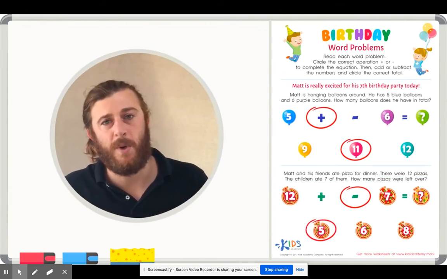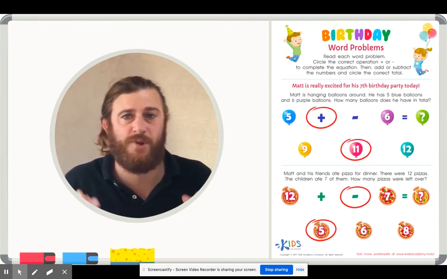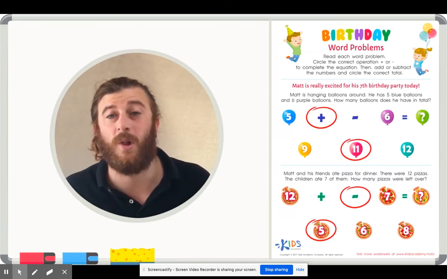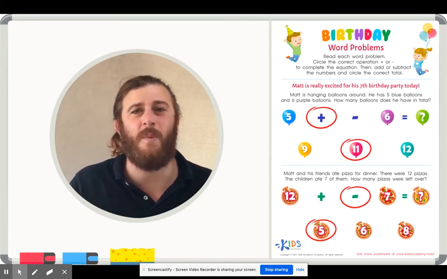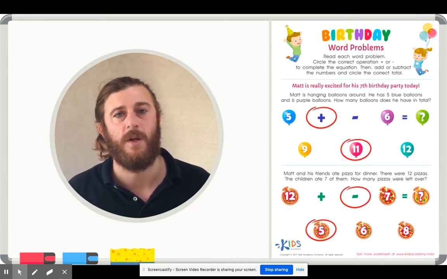Boys and girls, remember, when you have a word problem, you have to figure out whether it's an addition or subtraction problem. Look for clues like total or left over, and then draw pictures to help you imagine the problem and figure out the answer.